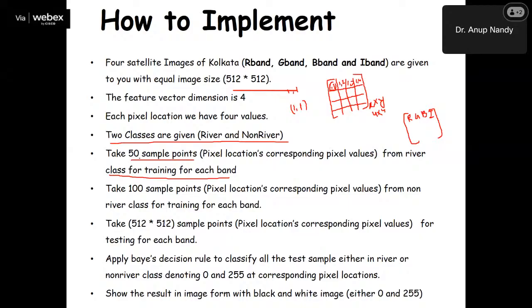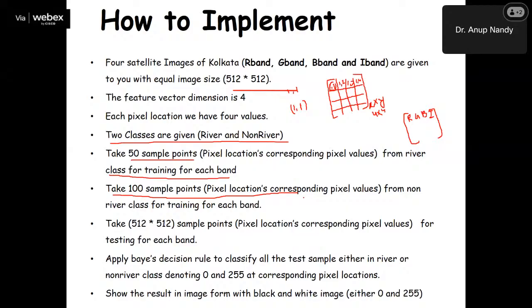So whenever I take 50 sample points, it means you are going to take 50 pixel locations, not the intensity values, from the river class. Now how are you going to choose them? That I will tell you. And take 100 sample points, meaning pixel locations, from the non-river class for training for each value.